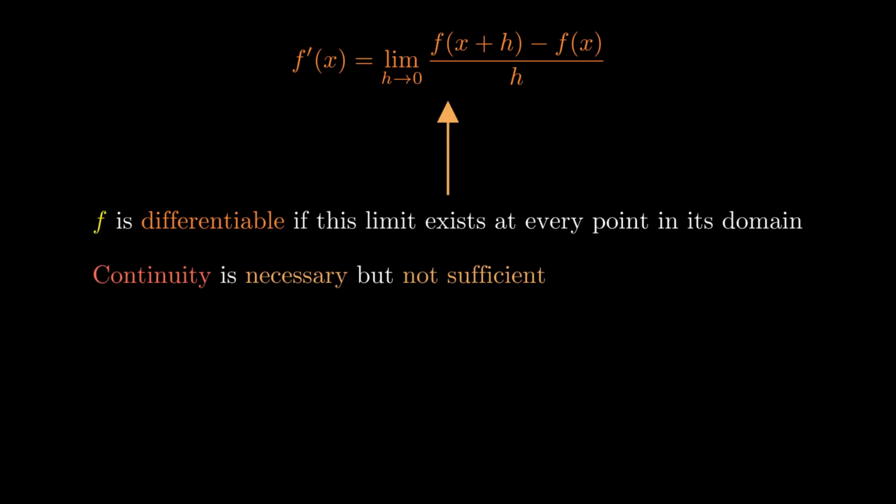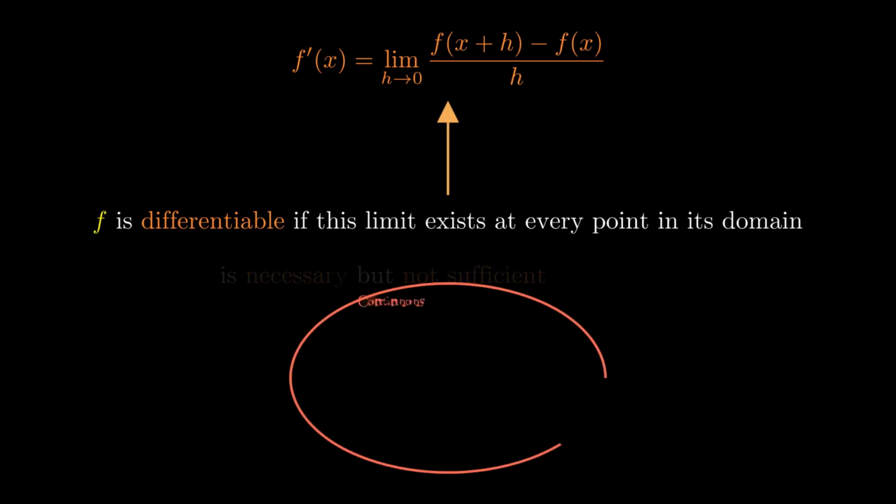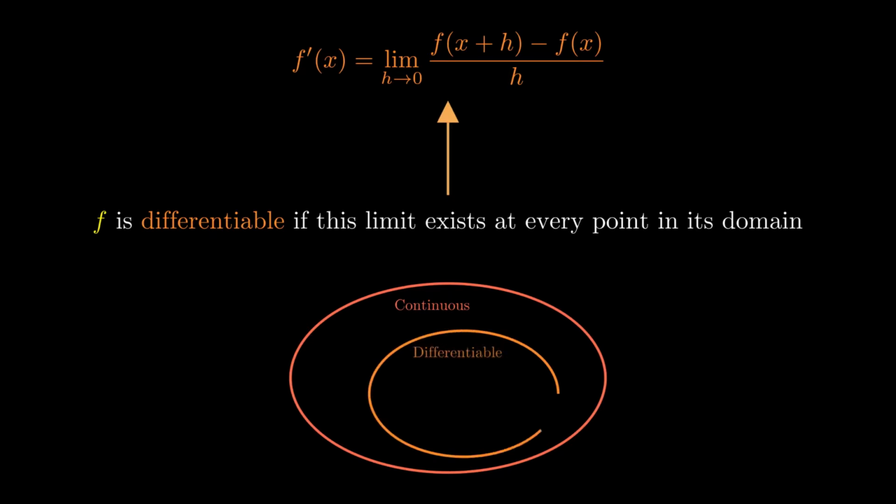And so to picture what we mean by this, suppose we have a bubble containing all possible continuous functions. Then the bubble containing all possible differentiable functions would fit inside this big red bubble, meaning all differentiable functions must also be inside the space of continuous functions. But there are some continuous functions that fail to be differentiable.